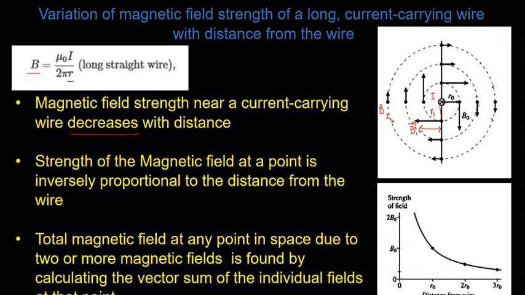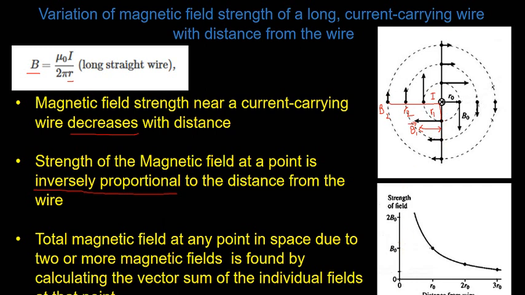The length of this vector B2 is smaller because this distance R2 is larger compared to R1, because of this inverse proportionality. So essentially, the further you are from the wire, the field is smaller or weaker compared to a point which is closer to the wire.